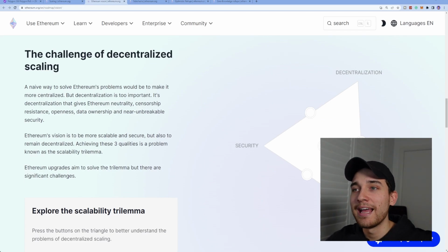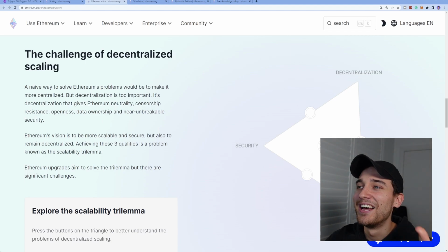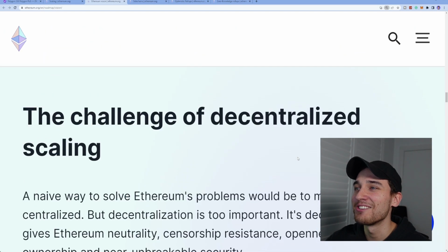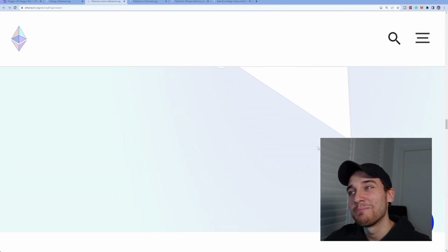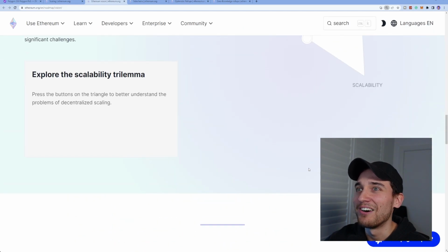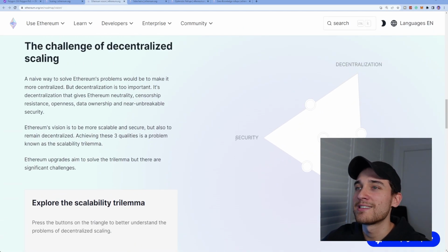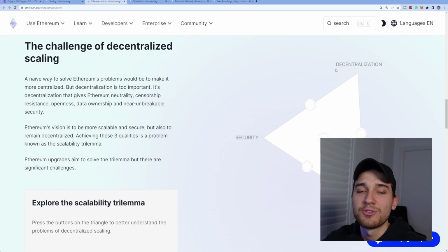And I know my head here is blocking the third prong of this triangle, so I'll just zoom in. The bottom prong is scalability here. So hopefully you can see that. There we go. That's what the bottom part here is. So I'll zoom back out. And the other two aspects of the scalability trilemma are security and decentralization.